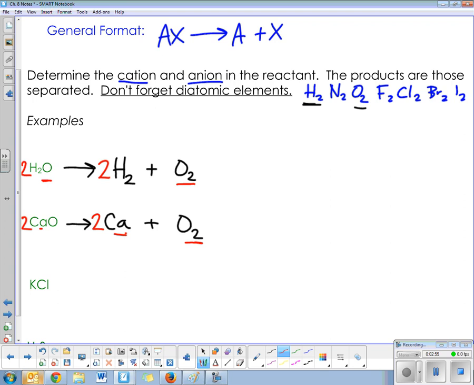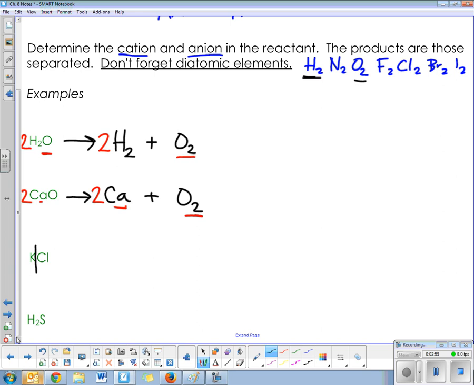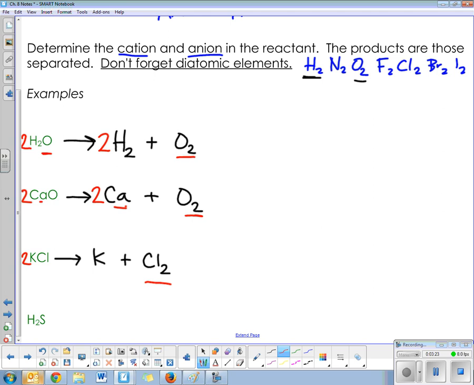Alright, let's try one more. The next one, 2 elements, or actually 2 more, sorry. I've got KCl, so I'm going to split it into K. Is it diatomic? Nope, not on my list. Plus Cl, is that diatomic? Yes. So I'm going to go balance. Cl2. So my chlorines don't match up. 2 on the product side, so I'm going to put a 2 in front of the reactant side, which then I also need to put a 2 in front of the K.